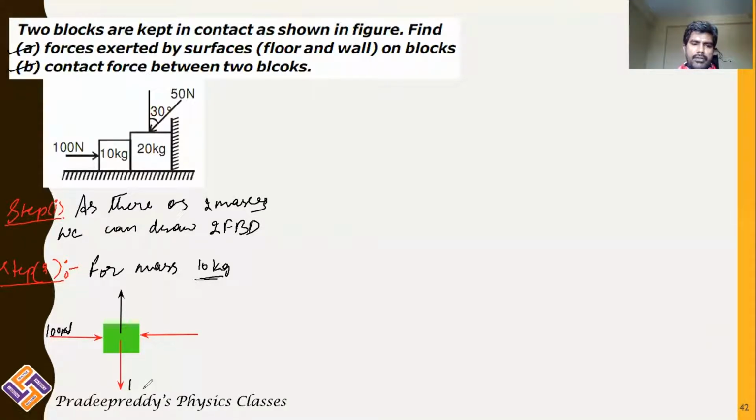Gravitational force is 10 into 10, that is mg, where m is mass and g is acceleration due to gravity. 10 into 10 is 100 Newton, acting in the downward direction. Balancing this 100 Newton, there is a normal reaction in the upward direction, that is N1. To balance the 100 Newton force on the 10 kg to the right side, there is a contact force acting between 20 kg and 10 kg. That contact force will balance the 100 Newton force on the right side. Contact force arises between 10 kg and 20 kg. That is for mass 10 kg.